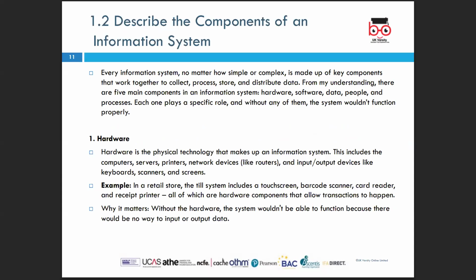So we have hardware, which is the physical technology that makes up an information system. This could include anything such as computers, servers, printers, network devices, and so on. For example, in a retail store, the system includes touchscreens, barcode scanners, card readers, and receipt printers.